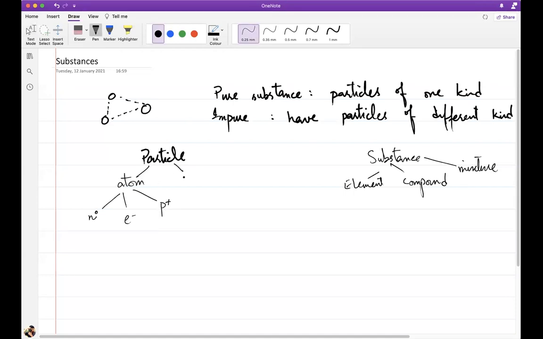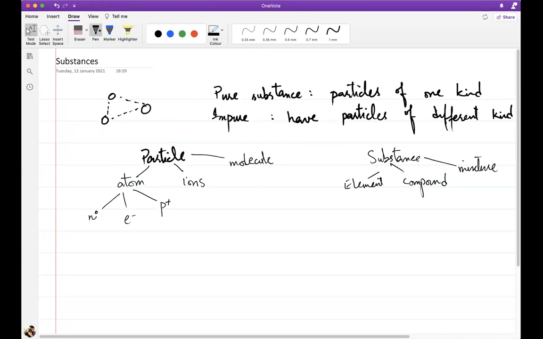Similarly, then we have ions, and we'll talk about what ions are. And then the third level of particle is molecule. So this molecule, this ion, this atom, these three are the small things that make the universe. And substances are the large things that make the universe, and they are all made of these particles.